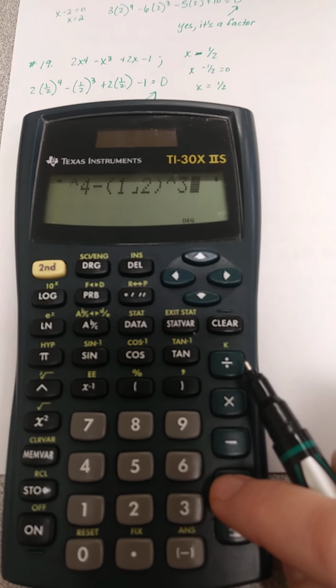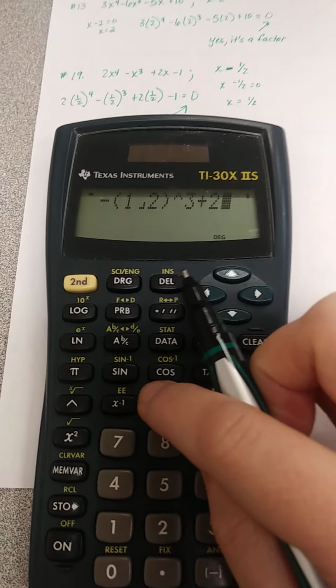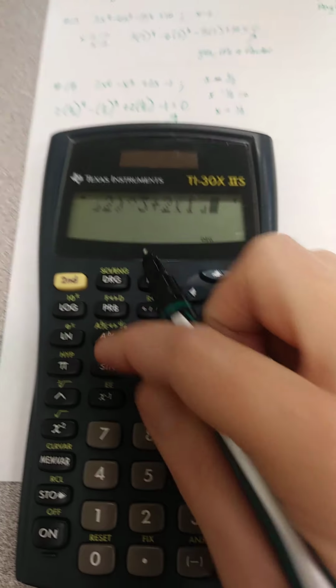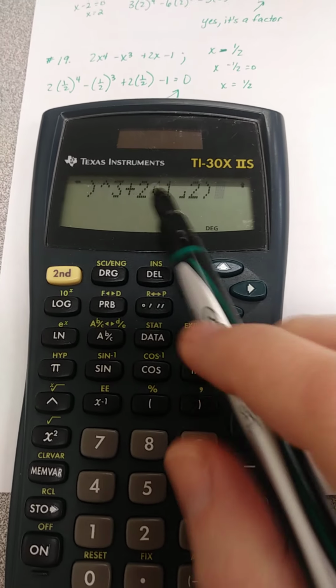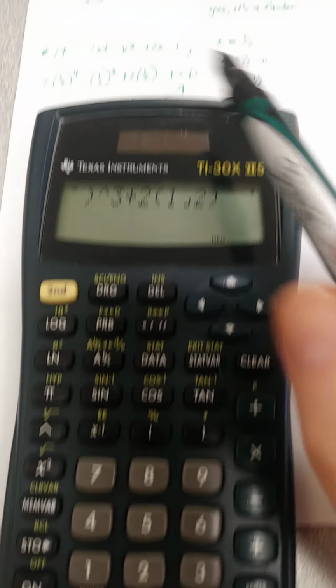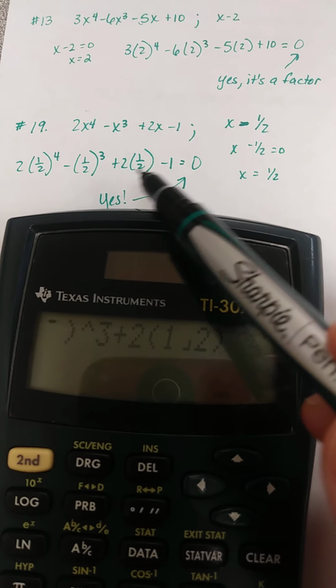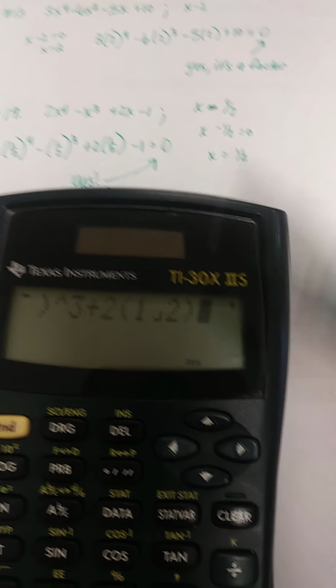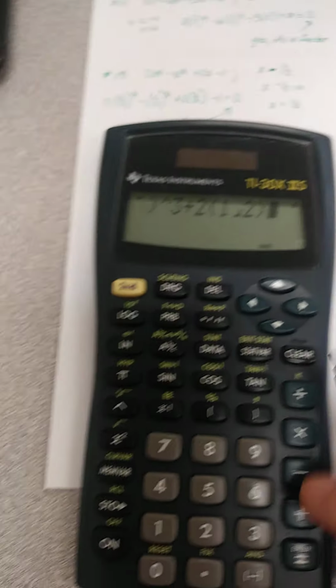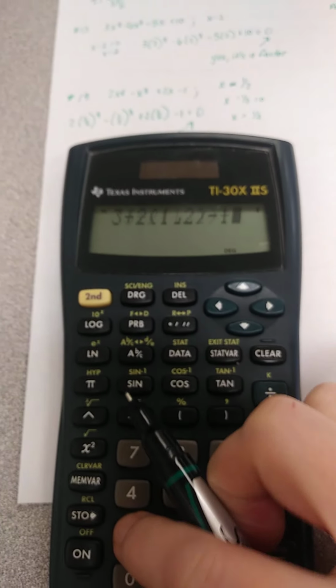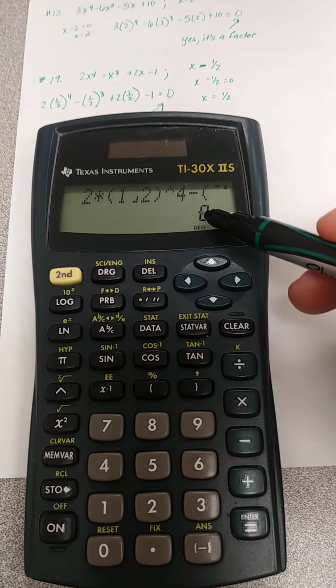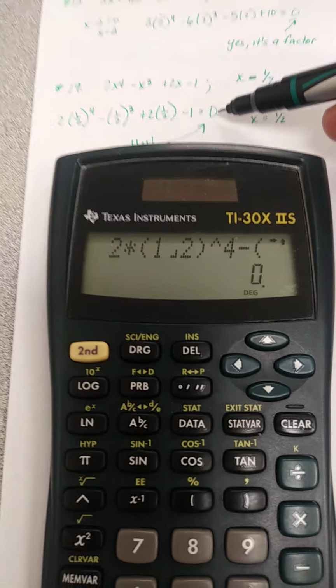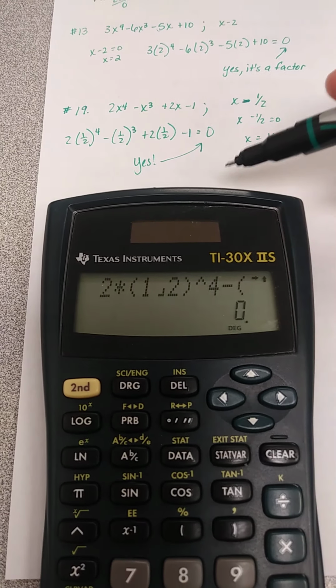And now I need to add 2 times 1/2. You can probably do that in your head. Notice you don't even have to put the times. If I just write 2 by the parentheses, exactly the way it is in the problem, my calculator will understand that and do it correctly. And then minus 1, equals, and because my answer is 0, then yes, it is a factor.